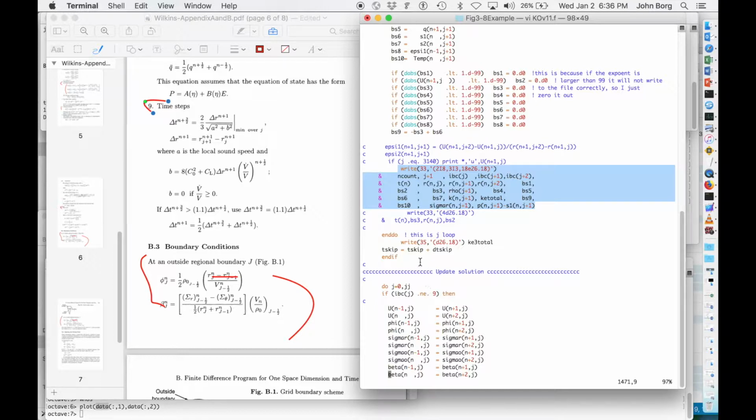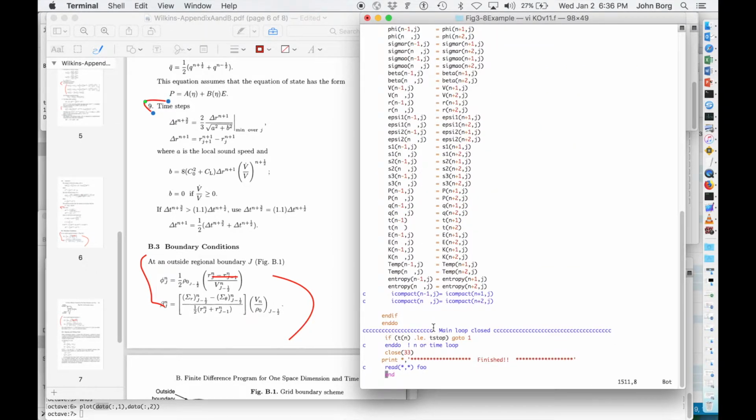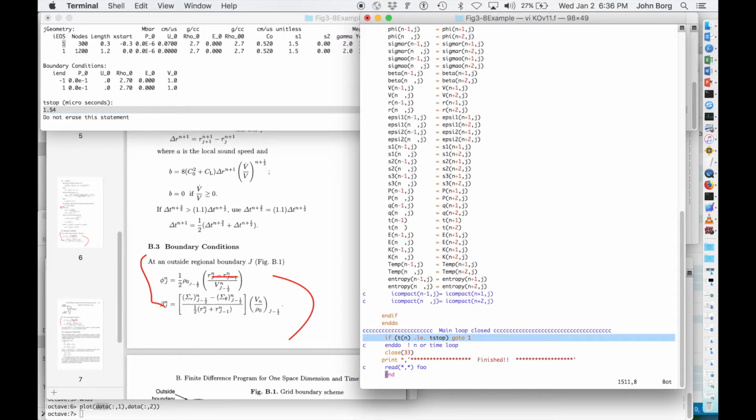And then here's where finally I update the solution. So I'm shifting things like n plus 2, that's a full time step in the future. That becomes our current time step, and then n plus 1, which was our half time step, becomes our backwards half time step. So that's our update to the solution, and then that's the main loop. And if we're still less than our t-stop time from the KO input file there, 1.54, then we'll continue to iterate. That's the end of the file, and that's the end of the video.